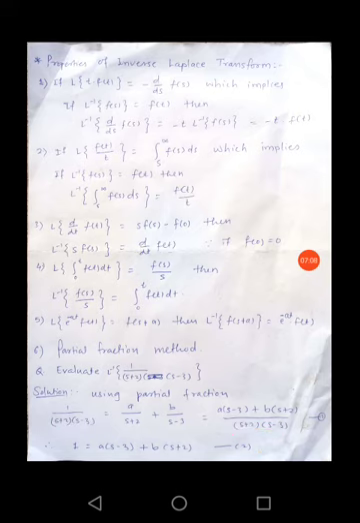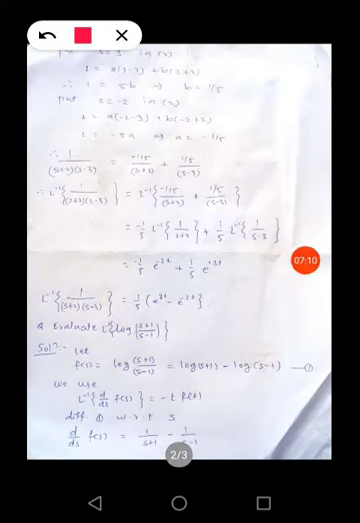So let me do that. Put s is equal to 3 in equation 2, we get 1 equal to a into 3 minus 3, sorry, here it is 3 minus 3, okay, plus b into 3 plus 2. Therefore 3 minus 3 becomes 0, so a into 0 is 0. Therefore 1 is equal to 5b and b is equal to 1 by 5.